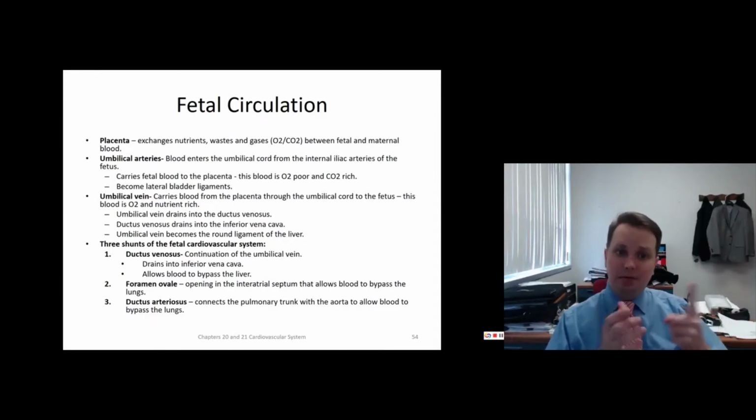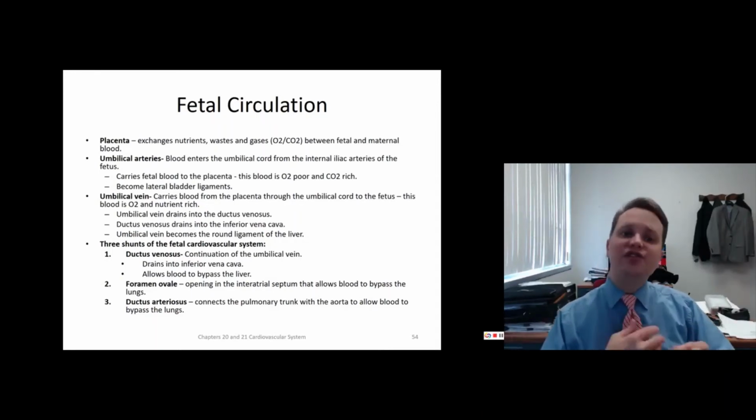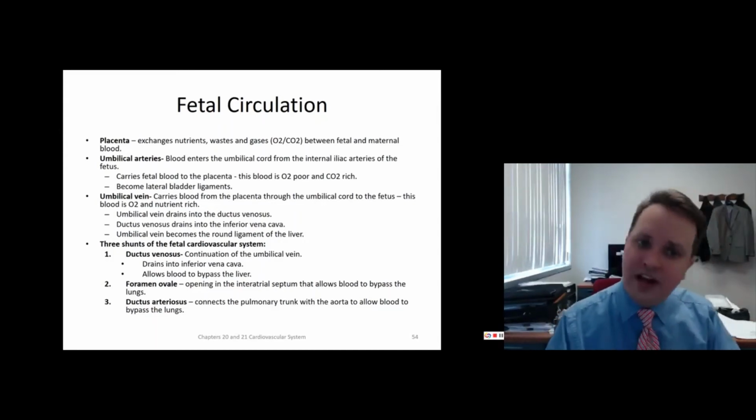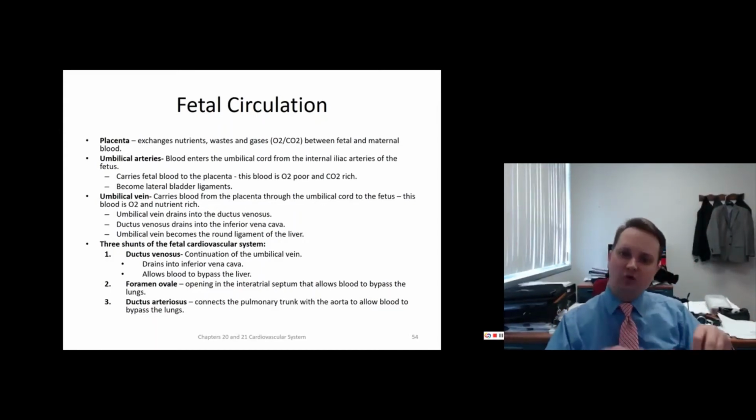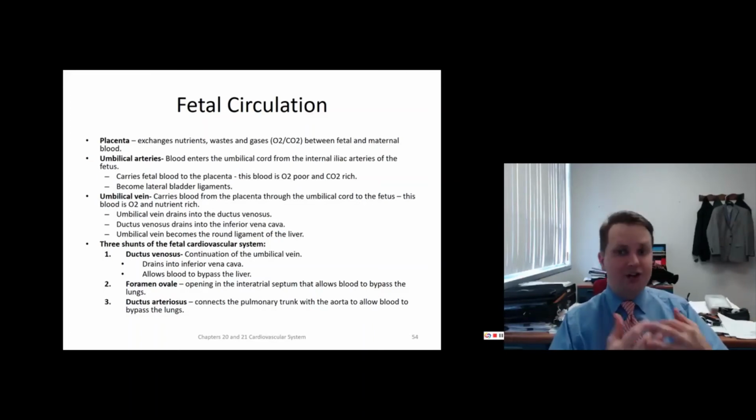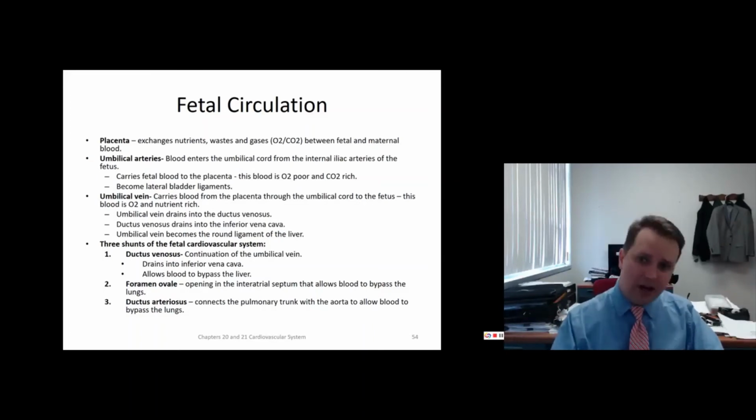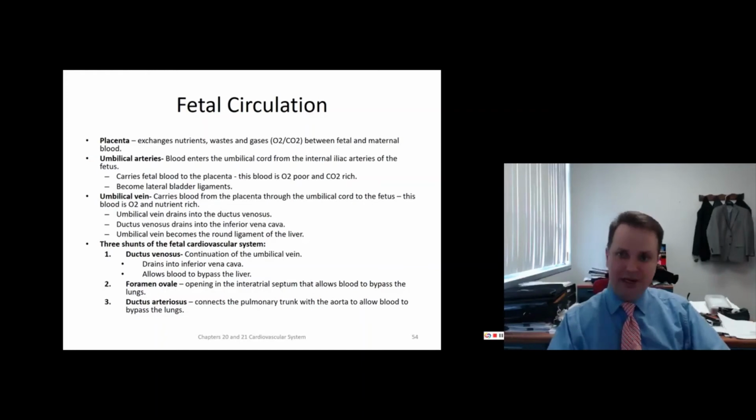Now, the placenta, this is important. This is the area where all the exchange happens. All exchange between fetal and maternal blood occurs here. That's where nutrients, wastes, and gases, your oxygen and CO2, get from mama's blood to baby's blood, and from baby's blood to mama's blood, fetal blood to maternal blood. So it is this backwards thing here.